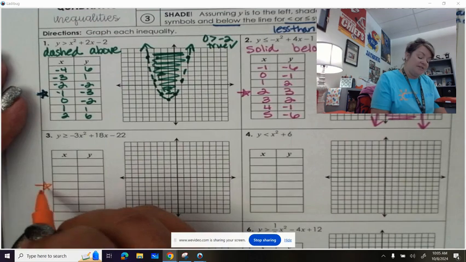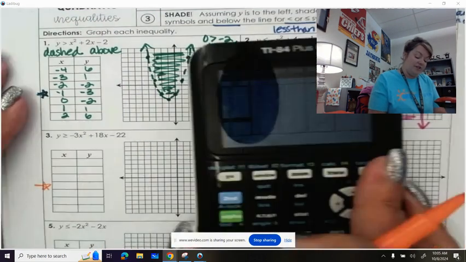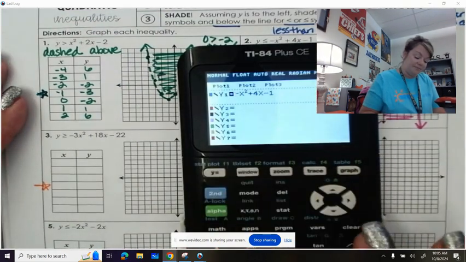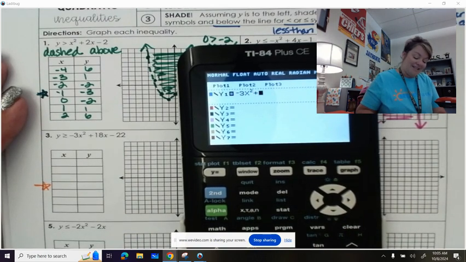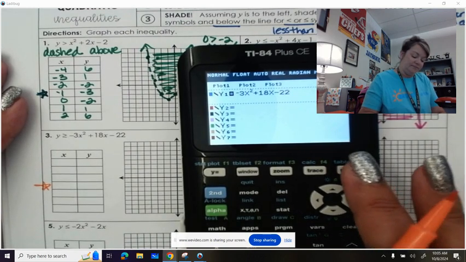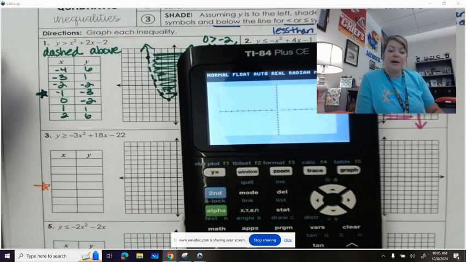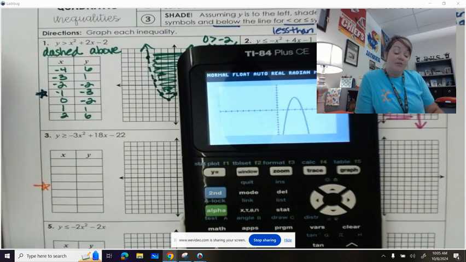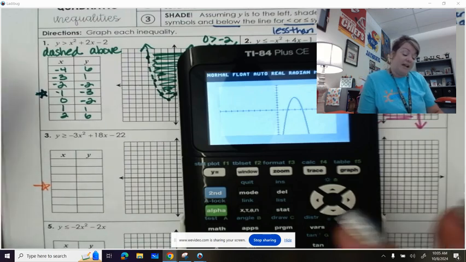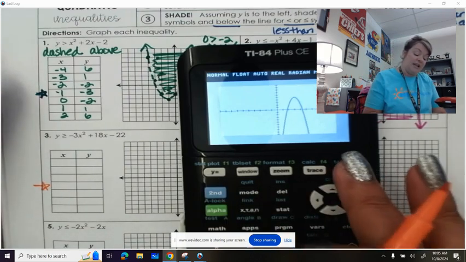So let's go type this into our y equals and get our vertex and some information. Negative 3x squared plus 18x minus 22. All right, here's what our parabola looks like. So it's doing like we said it would. It's going to open upside down. So I'm going to go to second table.